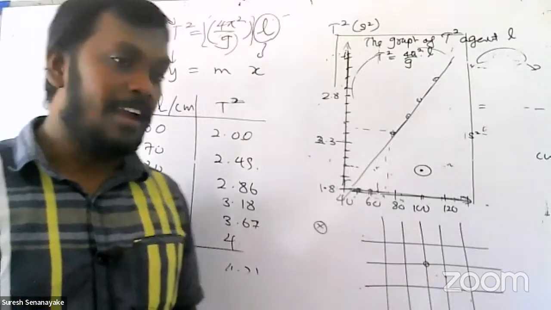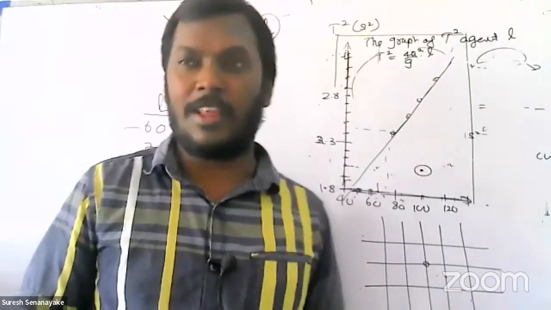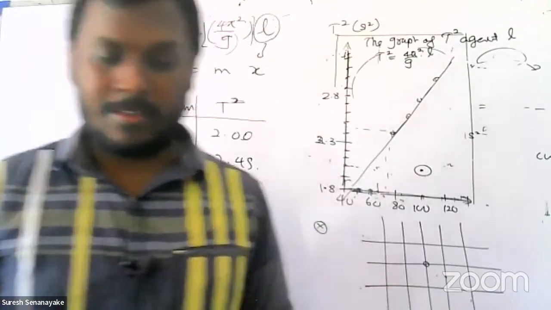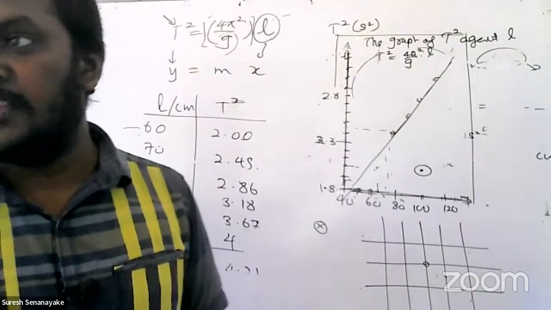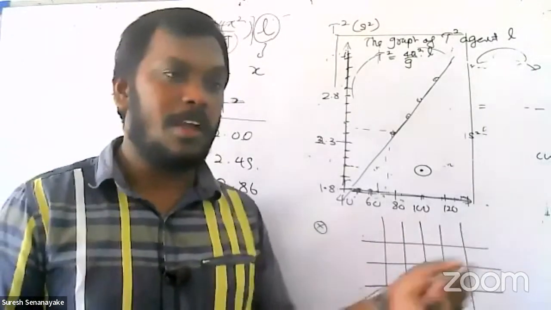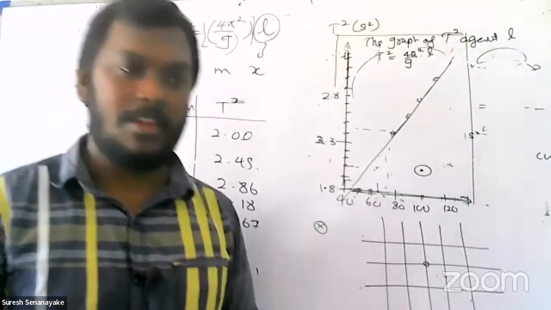If you have a chance to get more than 6 readings, it's better to take more than 6. If 1 or 2 points are erroneous, you can remove them and then show the graph.